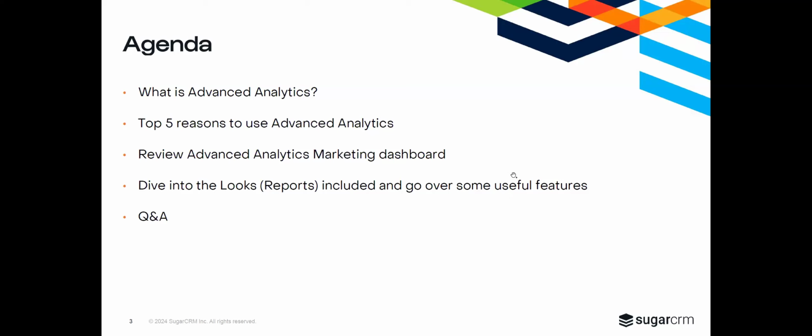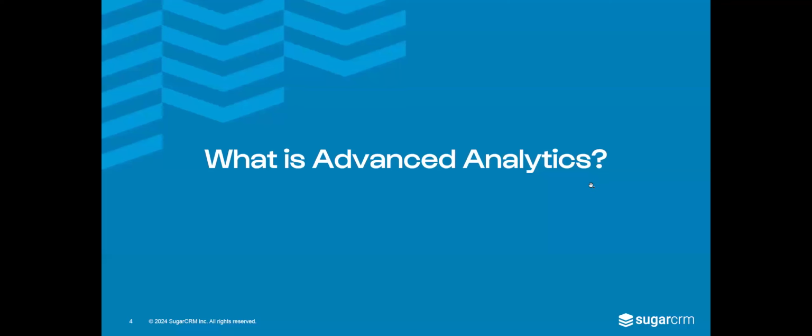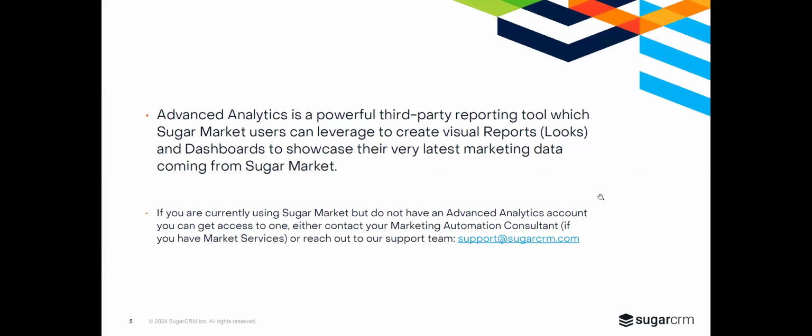I don't have many slides because I really do want to get into the system today. But first of all, what is advanced analytics? Advanced analytics is a powerful third-party reporting tool that, as a Sugar Market user, you have available to you. It allows you to create very visual reports and then use those reports to create a wider dashboard, and it's pulling data from your Sugar Market account. That will be the most recent data as well. The reports you create in advanced analytics will be feeding from your Sugar Market data and giving you that very latest view of your data.